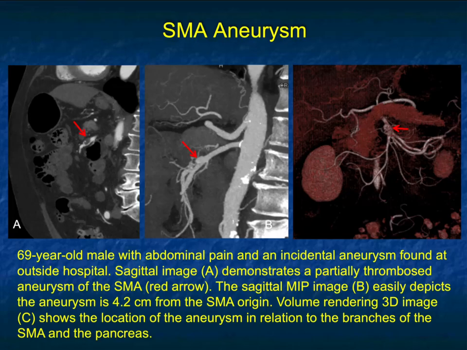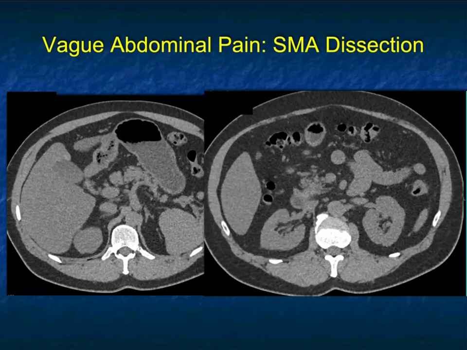Here's another case with a smaller mid-SMA aneurysm near an area of thrombus with some narrowing of the SMA, but you very nicely see the aneurysm. This patient presented with abdominal pain. It's a challenge to manage these patients. Do you put stents in? Do you resect? Potentially, can you embolize? It's often a difficult choice in these patients.